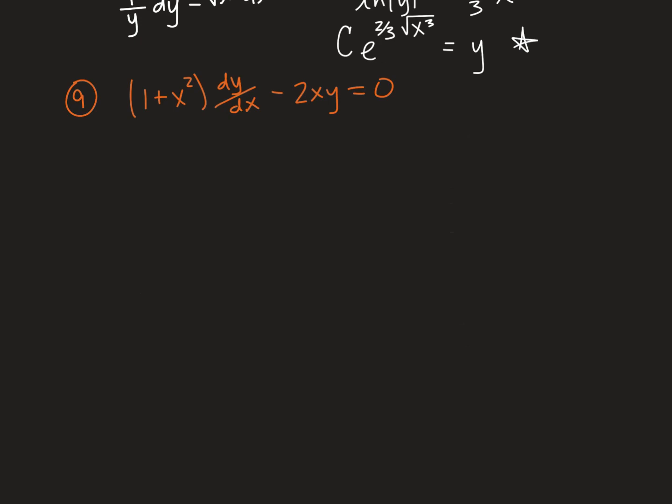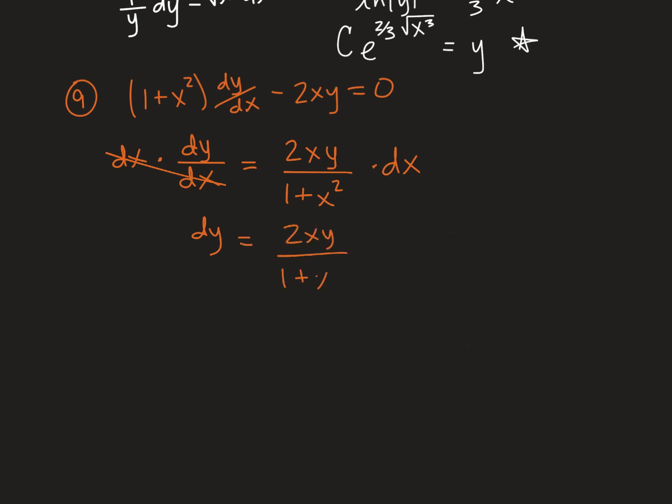I'm going to do that in just one step. So I'm going to add 2xy to both sides and divide by the 1 plus x squared. So I'll get dy dx equals 2xy divided by 1 plus x squared. Now I'm going to multiply both sides by dx. So we'll have dy equals 2xy over 1 plus x squared dx. I'm not totally in separation of variables yet, but I'm really close.